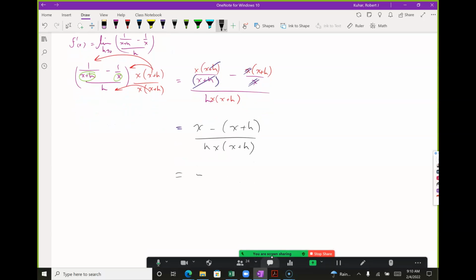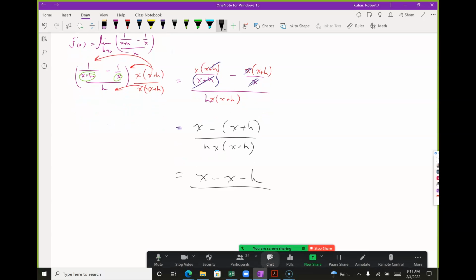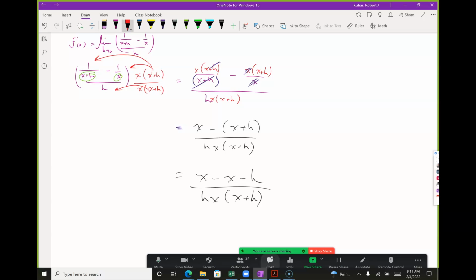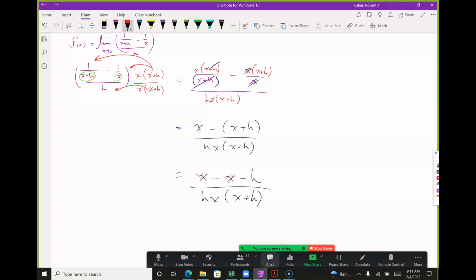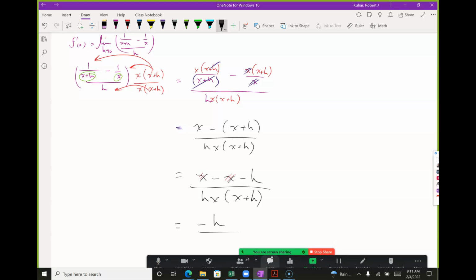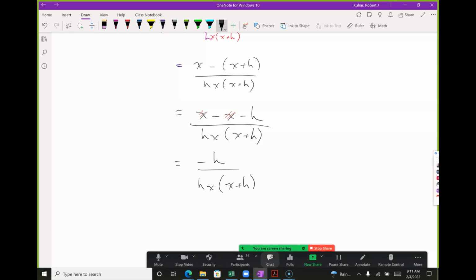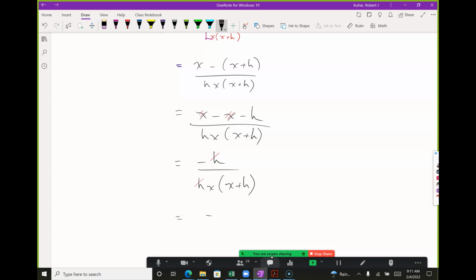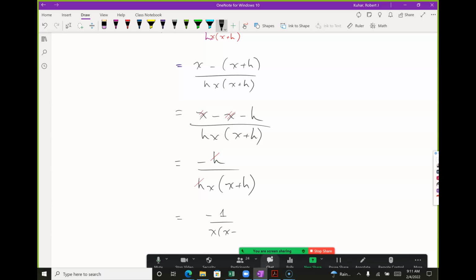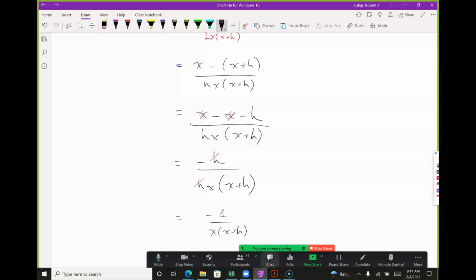So now I'm distributing. Again, and I'm just going real slow. I'm trying to be patient so that I don't make mistakes. My x's cancel. And it's a little bit annoying if you're really good at algebra to watch me do such a little step at a time, but I just want to be safe. I want to make sure I don't make a mistake. So I got a negative 1 over x times x plus h. And there's my replacement function, right?